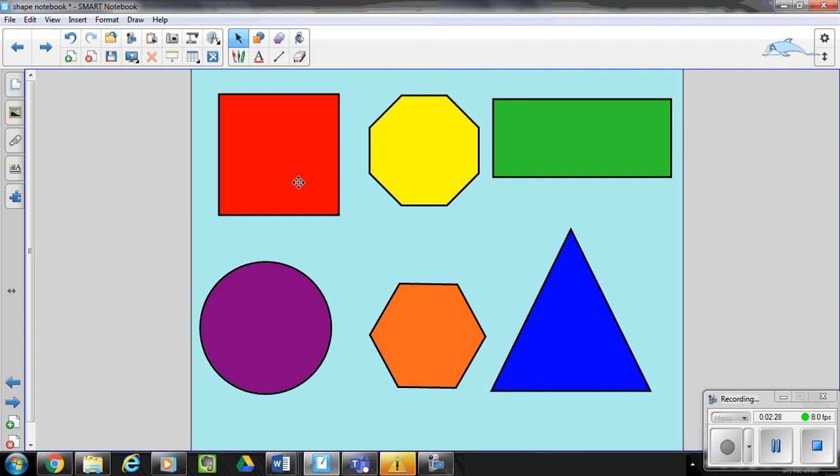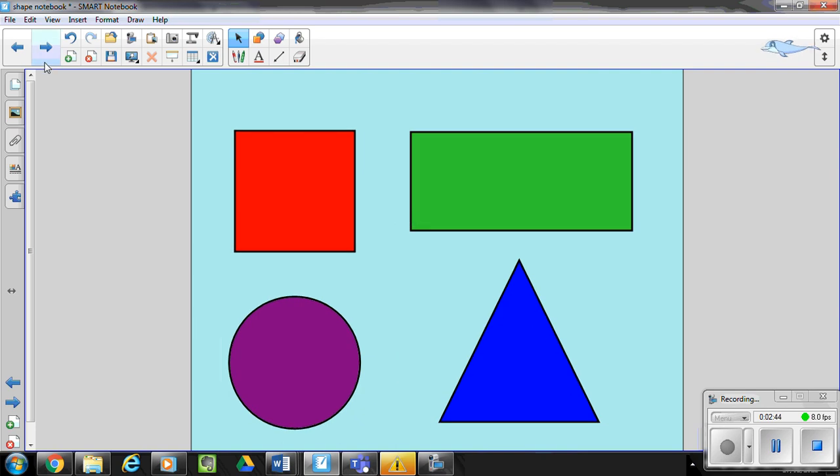So we've got a square. Ooh, an 8-sided shape, what's that called? An octagon. A rectangle. A circle. Our 6-sided shape is called a hexagon. And we have a triangle.